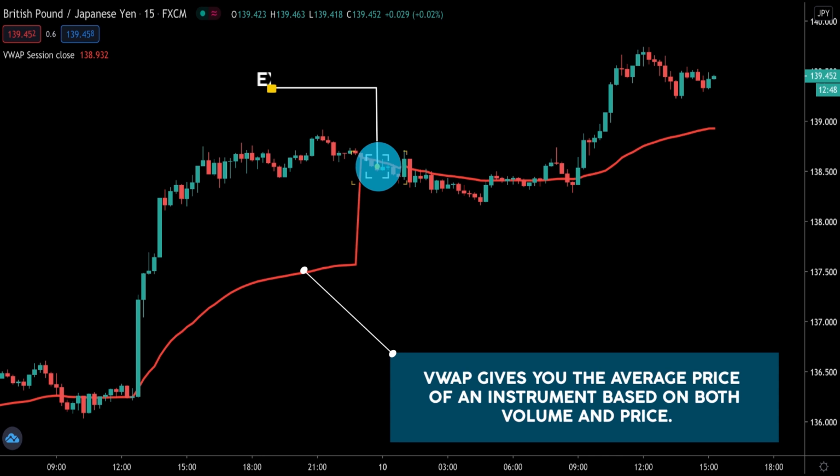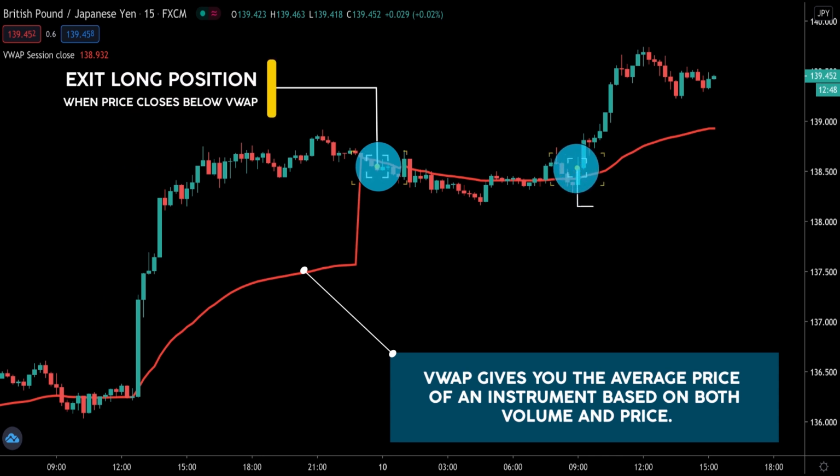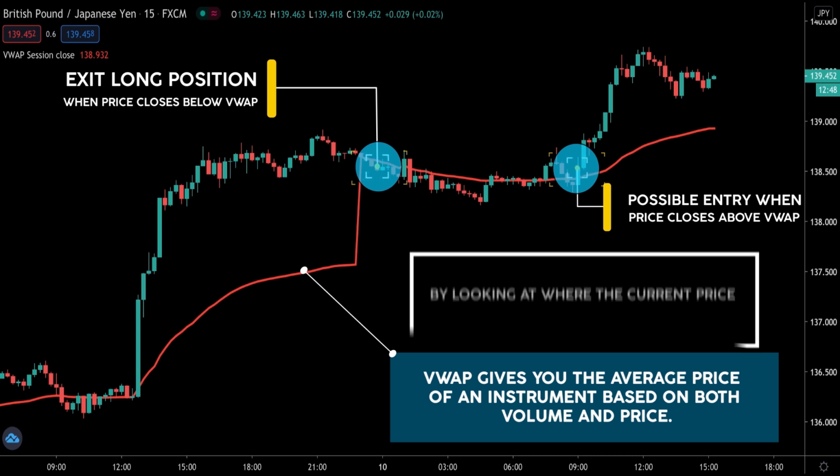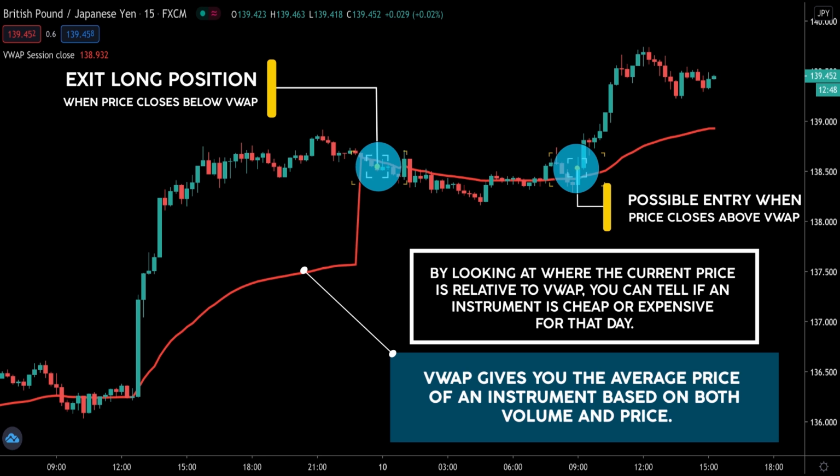Many institutional traders pay a lot of attention to VWAP because it provides insights into the trend and momentum. While the VWAP appears common, much like a moving average which is a single line, it is highly effective. By looking at where the current price is relative to VWAP, we can tell if an instrument is cheap or expensive for that day. You can use it to help time your entries and exits, while also determining if momentum has shifted. Now let me show you how to use the VWAP.